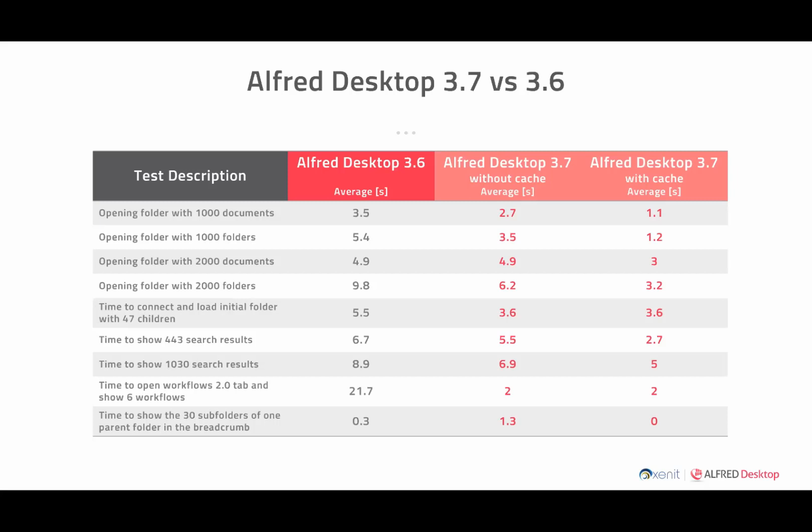Going down to 2,000 documents, you see we even stay with 2,000 documents or 2,000 folders when it comes from the cache. We keep our 3 seconds that are so dear to us in terms of performance to connect and load an initial folder with 47 children. So that can be a mix of folders and documents. That's children. Again, that's a folder operation.